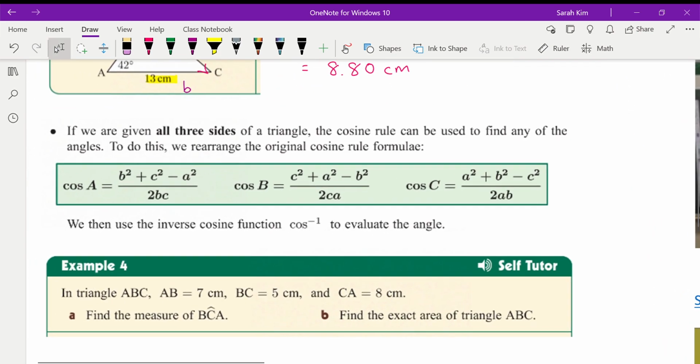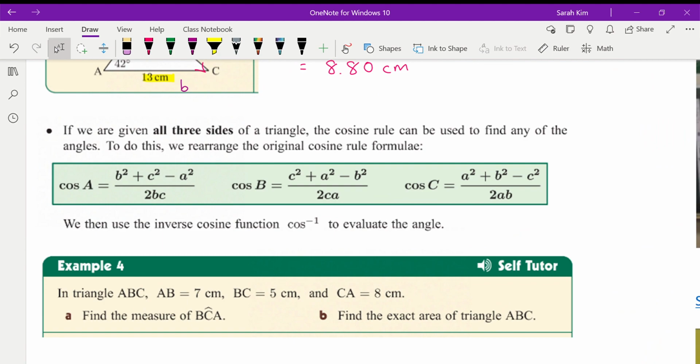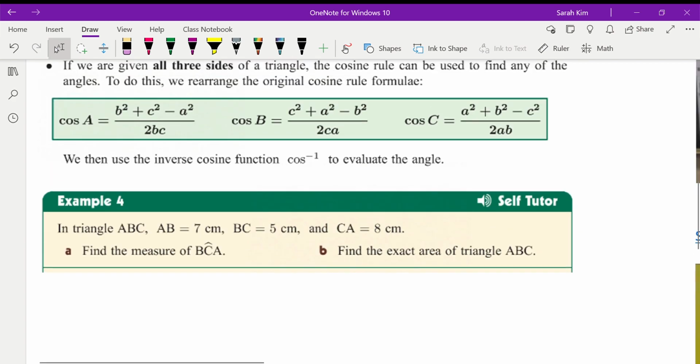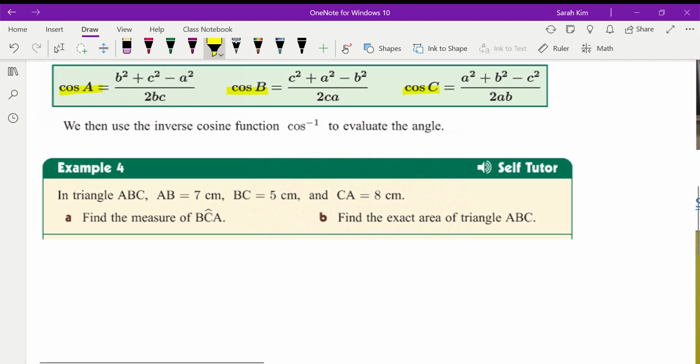Now, these are pretty much the same equation, but rearranged to find the angle, okay? So it's literally the same. You should be able to see how it's rearranged. But I'm going to move on. Once we have these, obviously you do inverse cos to find the corresponding angles A, B, and C. So let's give this a go.